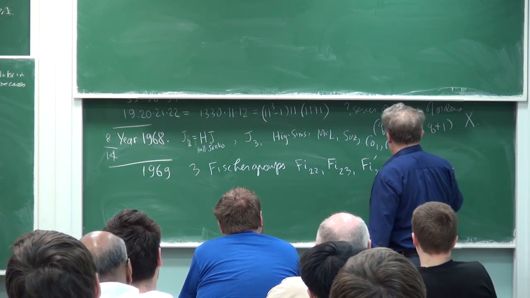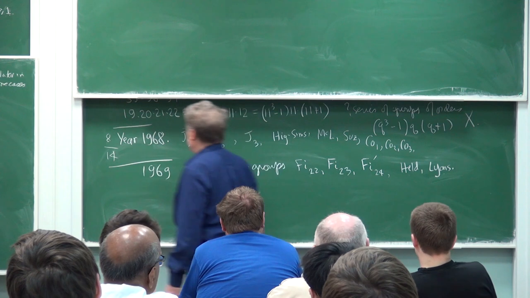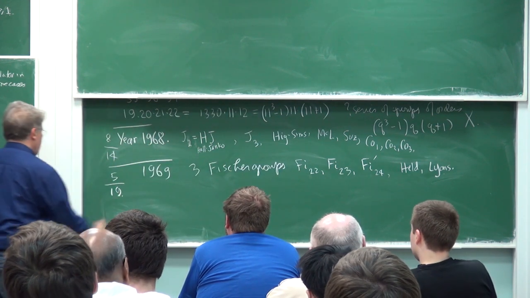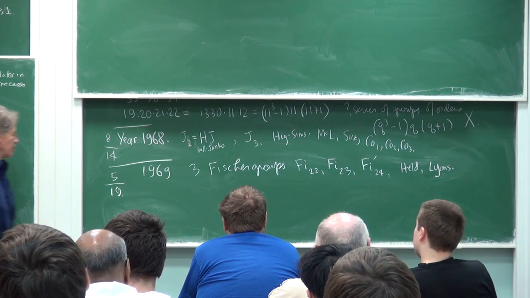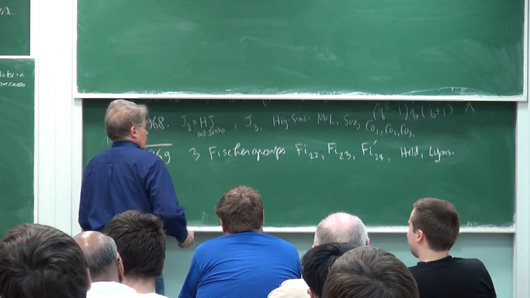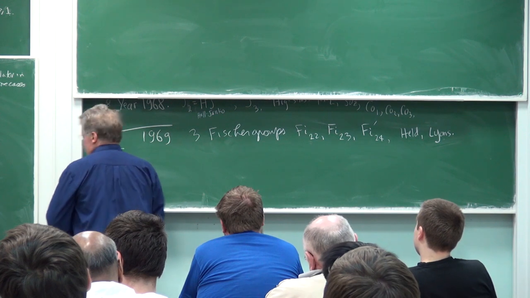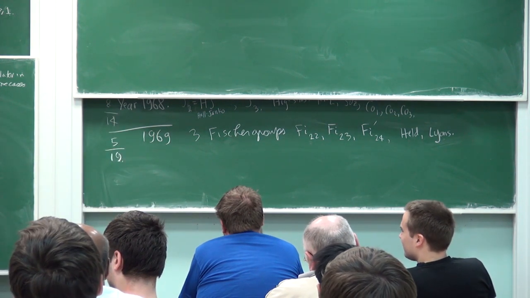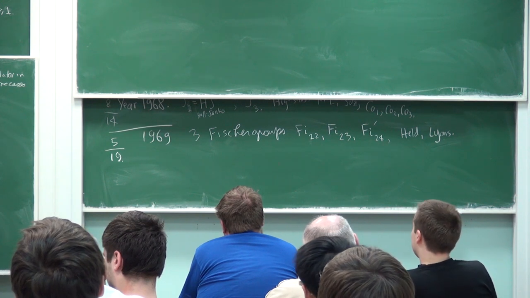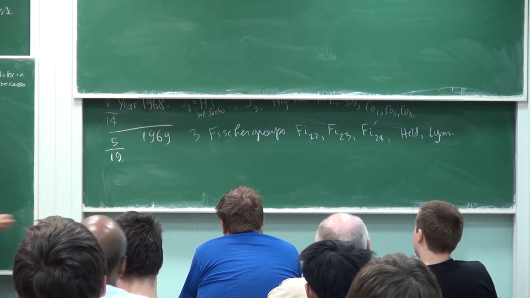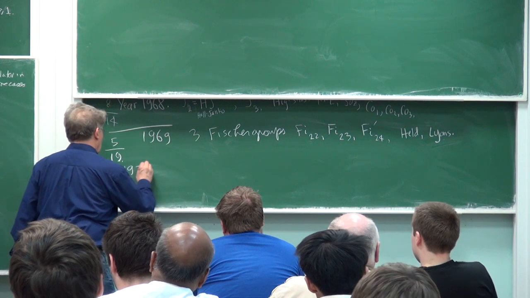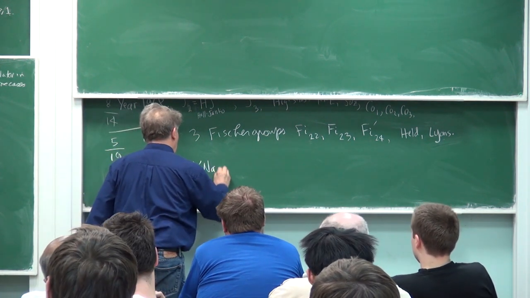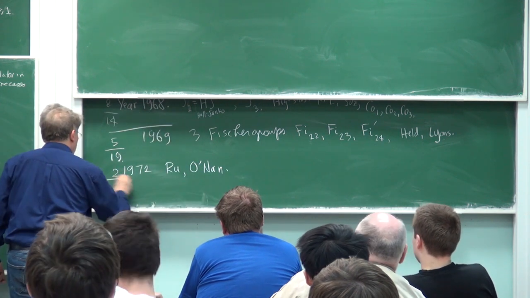What have I got now? 1, 2, 3, 4, 5. We're supposed to get 26. And what happened after that? What was the year? Rudvalis and O'Nan. Okay, that's 21.